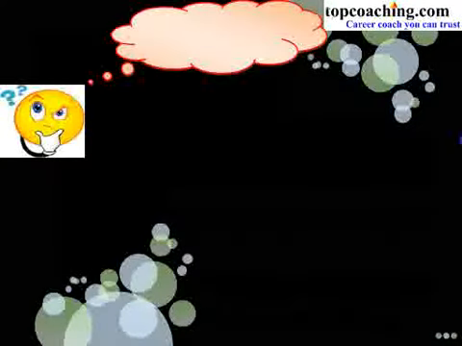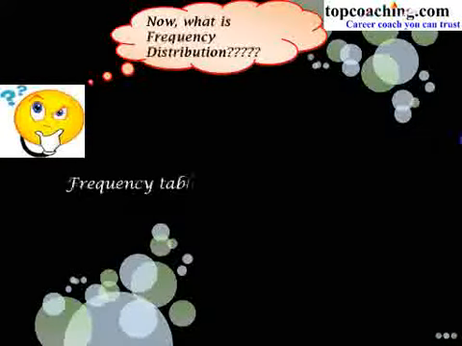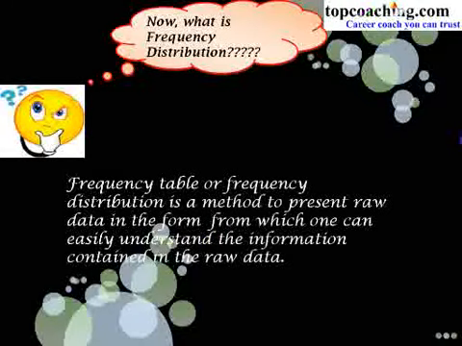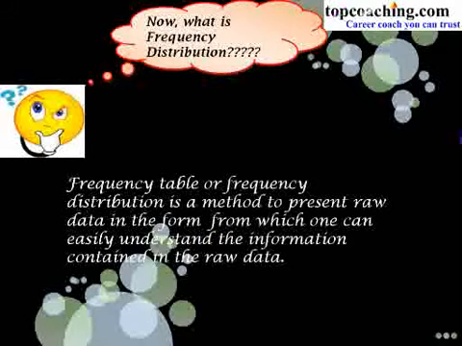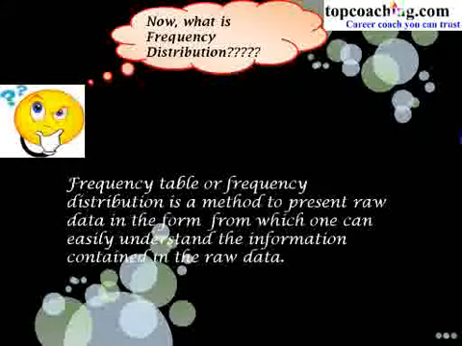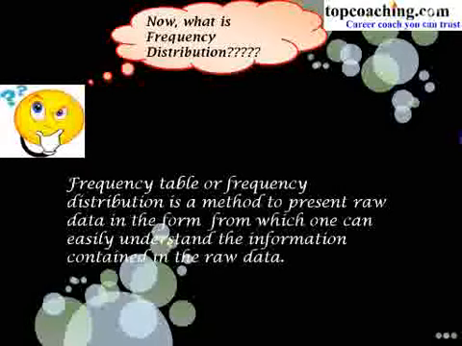Now students, what is frequency distribution? Frequency distribution, or frequency table, is a method to present raw data in a form from which one can easily understand the information contained in the raw data. To better understand this concept, we must take the help of an example. So without wasting a second, let's move on to the example.